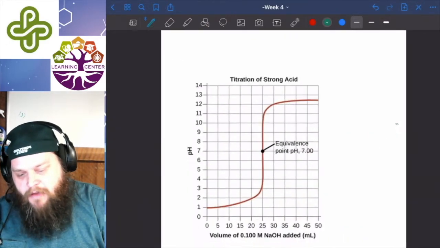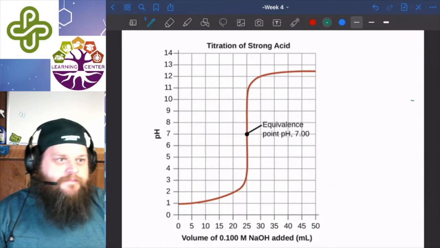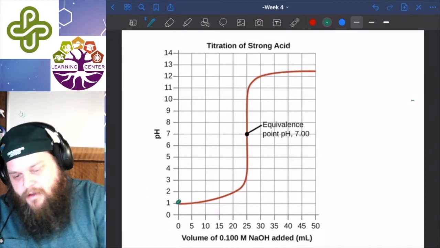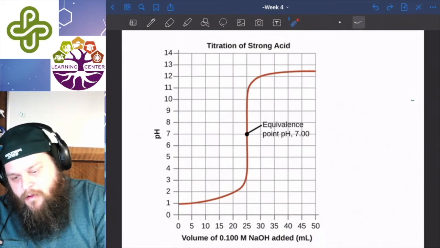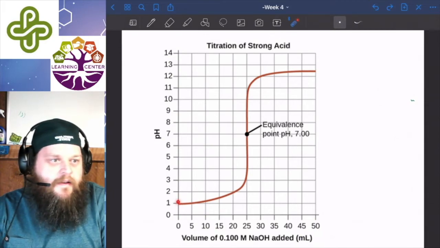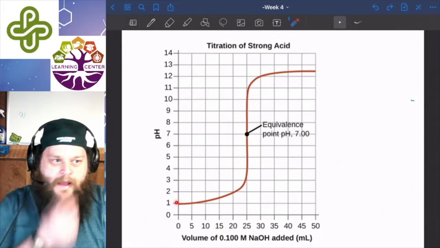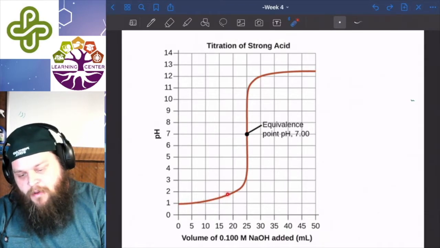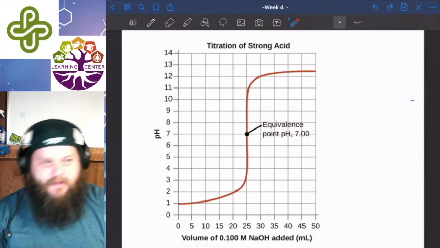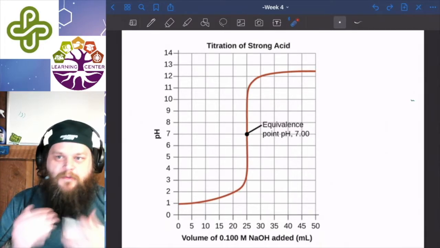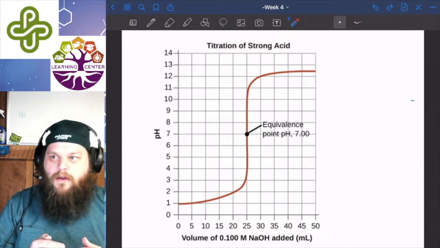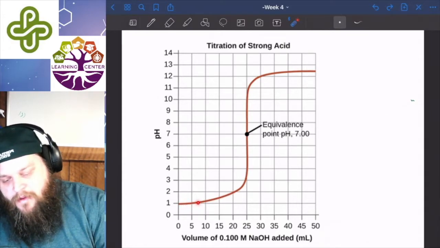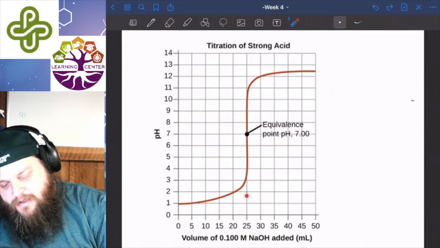I have a graph here of a titration. In this one, we started out with a very acidic species, and as we titrated in sodium hydroxide, it starts to go up. It goes up very slightly at first, because every time it adds that hydroxide, it's reducing the amount of hydronium, but it's also increasing the volume. Then it reaches this equivalence point.